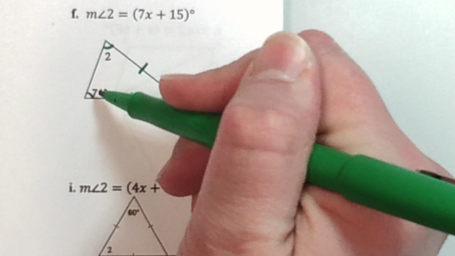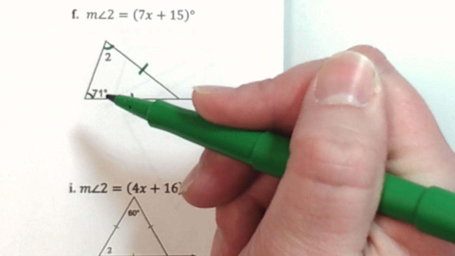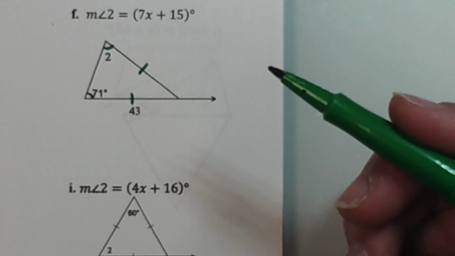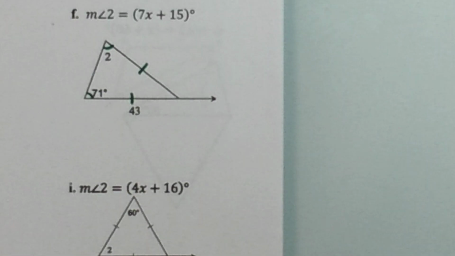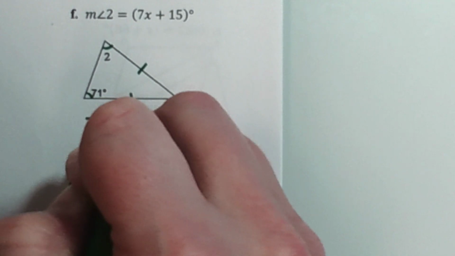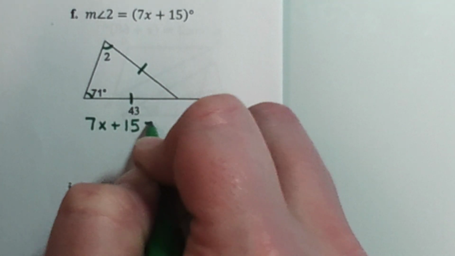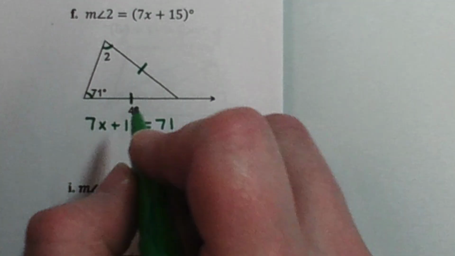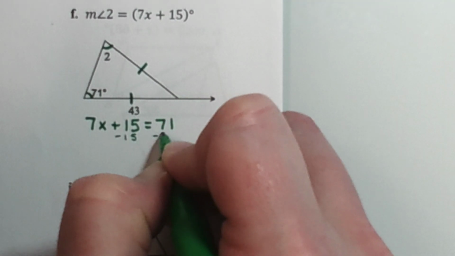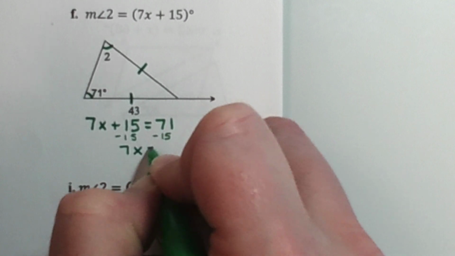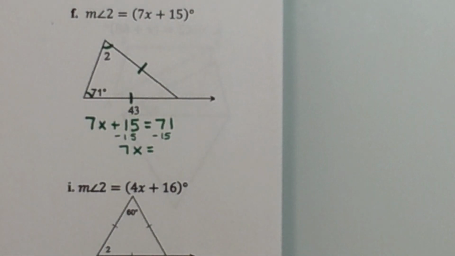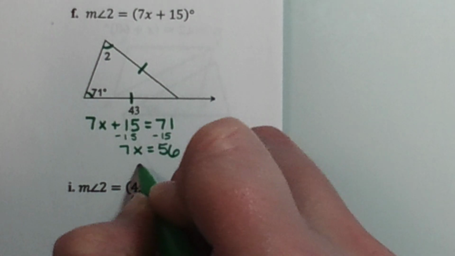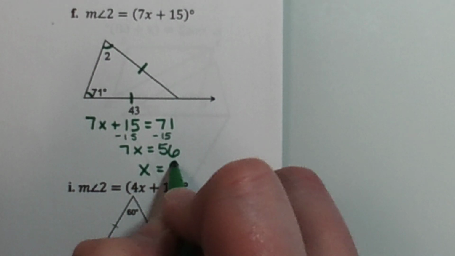There's something on each of them, which means you set them equal, but do not set 71 equal to 2. 2 is not the degree measure. What is the degree measure of that angle? 7x plus 15. Subtract 15 and 7x is equal to 56. Divide by 7 and x is 8.